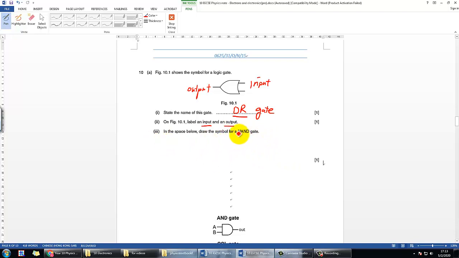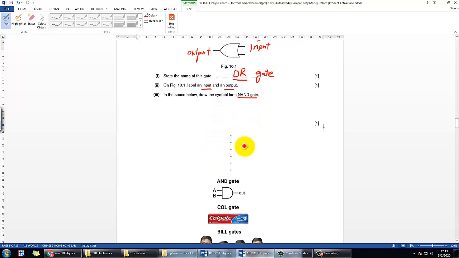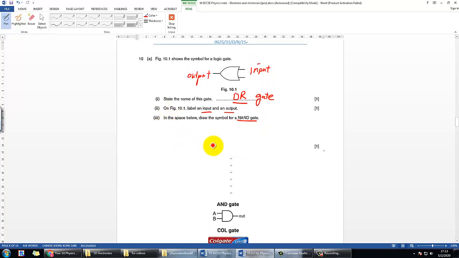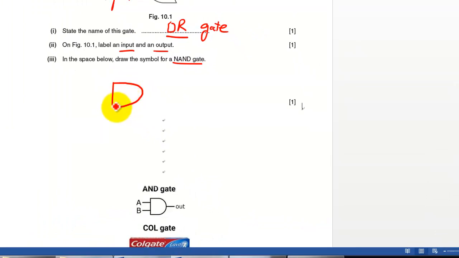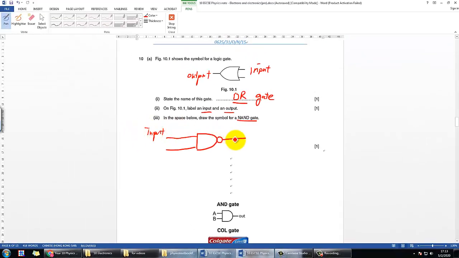Below it asks you to draw a symbol of a NAND gate, and that's all for the questions. So NAND gate, if you remember, AND gate looks like a D, and then since it's a NAND gate with the NOT, that would be the symbol for it. So you may want to put 2 here so that it shows that this side is the input, and to be safe I'll put this side input, this side output.